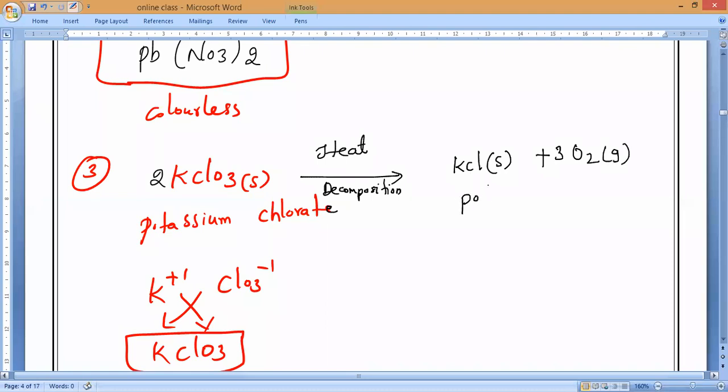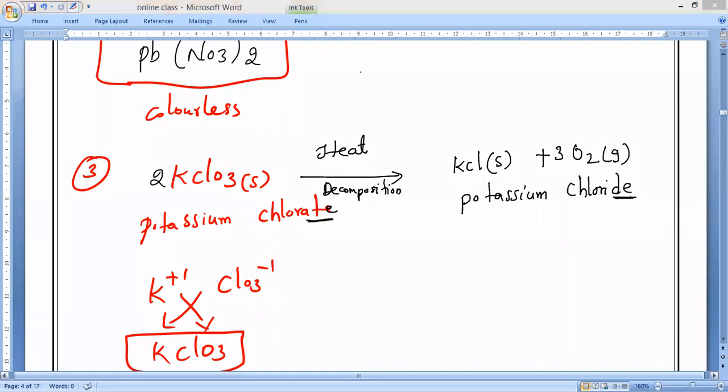So this is called potassium chloride. All of you remember, this is ate and this is ide. Ate means 2 or 3 atoms of oxygen will come, ide means only 1 element will come. That is what you have to remember. So this potassium chlorate will split into simpler substances, potassium chloride and oxygen. So this is also an example of a decomposition reaction. Clear, guys?